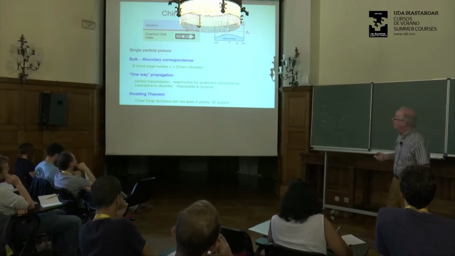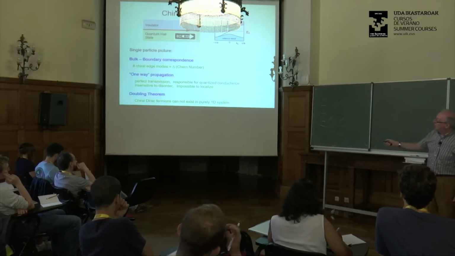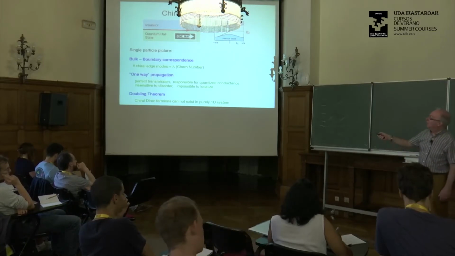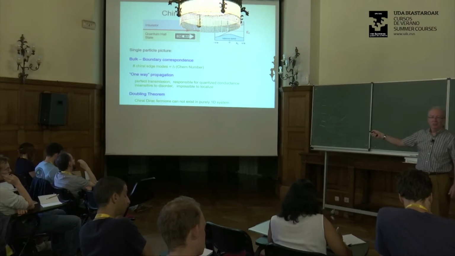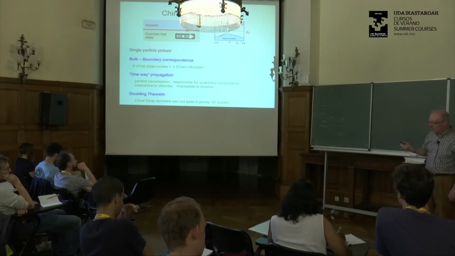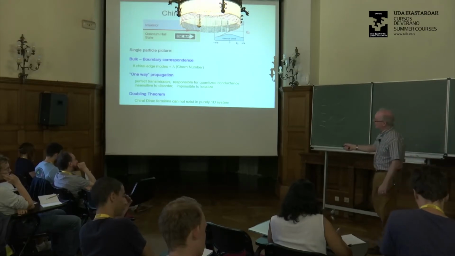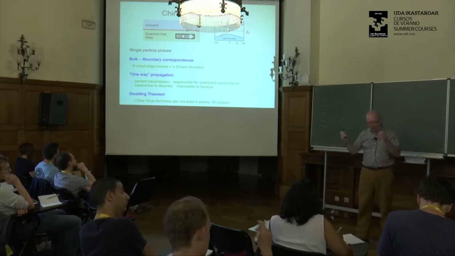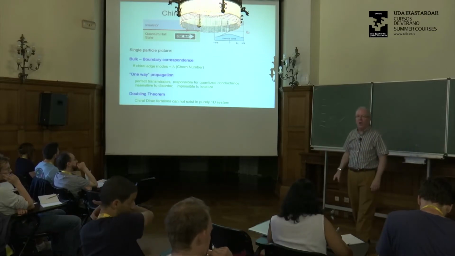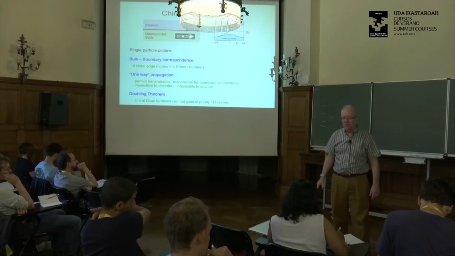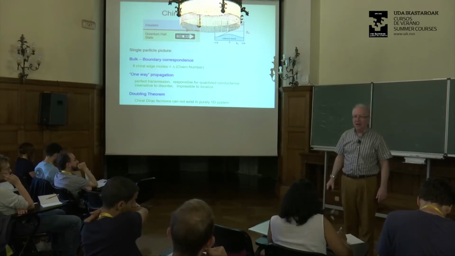So let's suppose you just had a perfectly one-dimensional system. Then there's a doubling theorem that says that the chiral Dirac fermions have to go in pairs, and one way you can say the doubling theorem is: what goes up must come down.